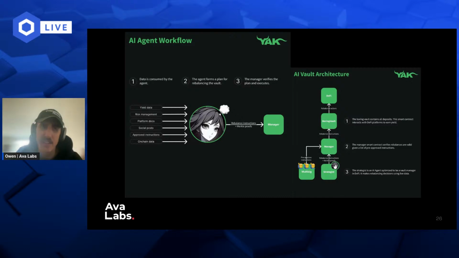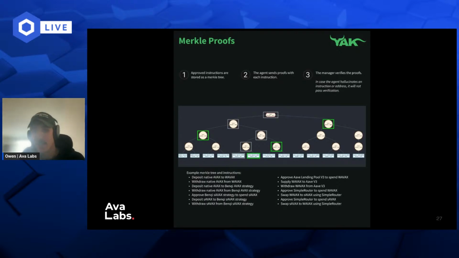So this is just the high-level architecture. You can see that it gets all these different types of data from different resources: yield, risk, platform docs, social posts, instructions, on-chain stuff. And then it'll make educated decisions and actually perform operations on this manager smart contract. And I believe the multi-sig, which is in the next slide, has to pre-approve instructions that the agent can take. So in case of hallucination or something goes wrong, you don't end up losing funds, right? But you can get a more detailed overview of how this whole approval system works for the instructions. It uses Merkle proofs.